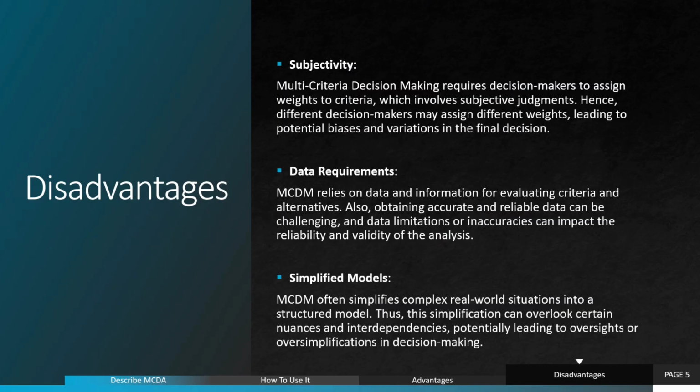Multiple criteria decision making has its disadvantages. One, assigning weight to criteria is a requirement of MCDM, and it includes making subjective decisions. Everyone is not going to weigh or value one criteria the same way. Two, it can be difficult to get precise and trustworthy data, and limits or flaws in the data may affect the validity or dependability of the study.